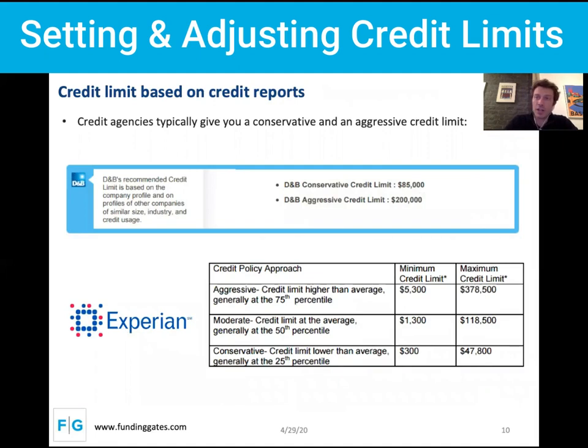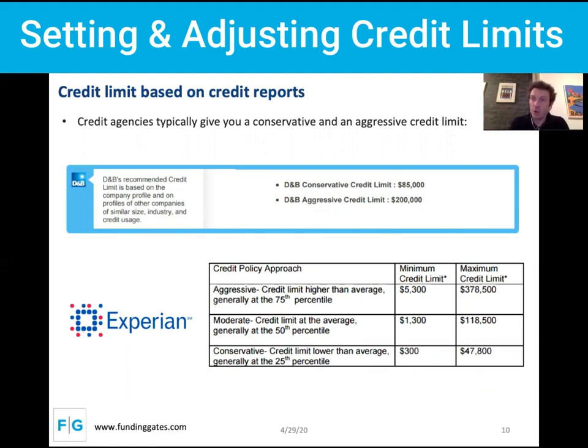And then the last one is you can also pull commercial credit reports from Dun & Bradstreet and Experian. They also give credit limit recommendations. So over here, for example, you see D&B's report. They give a conservative credit limit recommendation of 85,000, et cetera. And then Experian as well. Minimum credit limit, maximum credit limit. This gives you another sense of what the band is for the credit limit.